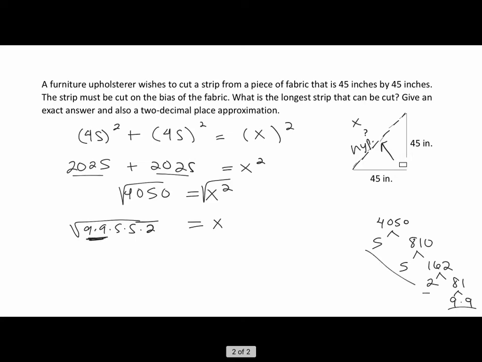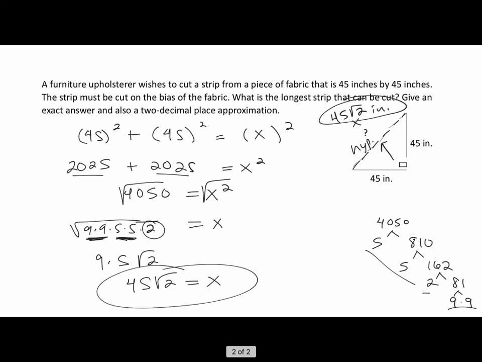So the square root of 9 times 9 is 9, and the square root of 5 times 5 is 5, and then the 2 is stuck inside, so that'll be 45 root 2 for x, which is the hypotenuse here, so that's 45 root 2 inches. That's the exact answer.